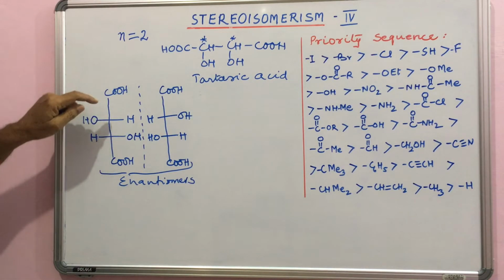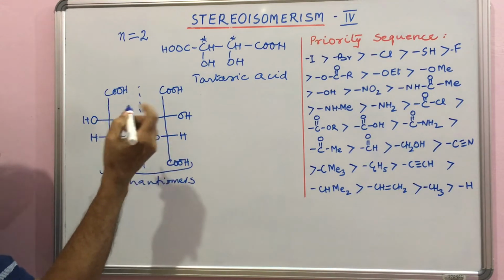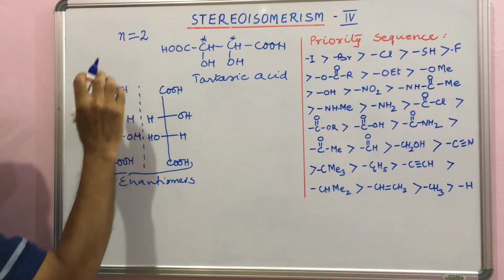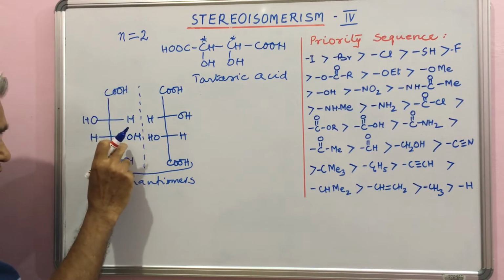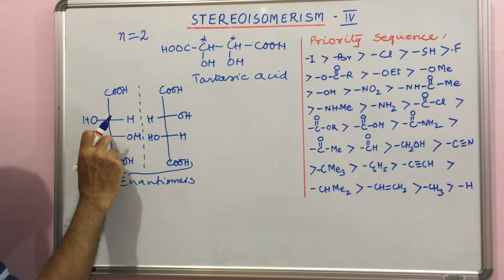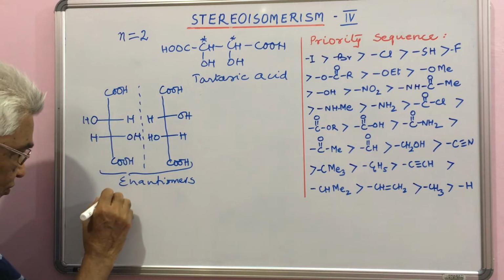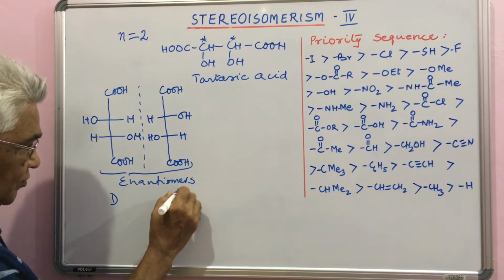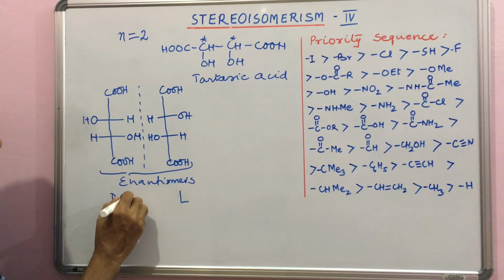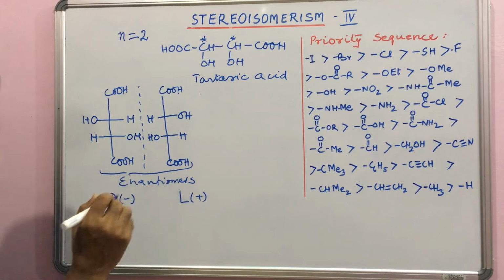This will be called D. As I told earlier, CHO put on the top, and the OH, if it is on the right side on the lower carbon atom, then this is D. So this is D and this is L. It is on the left side. This is D minus actually, and this is L plus.